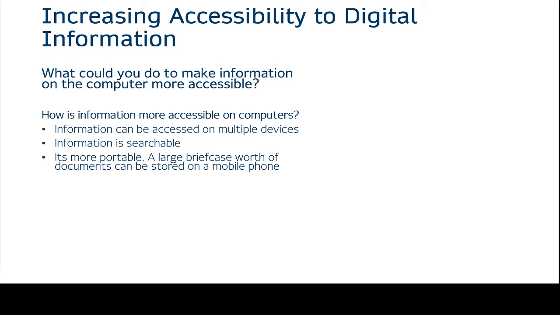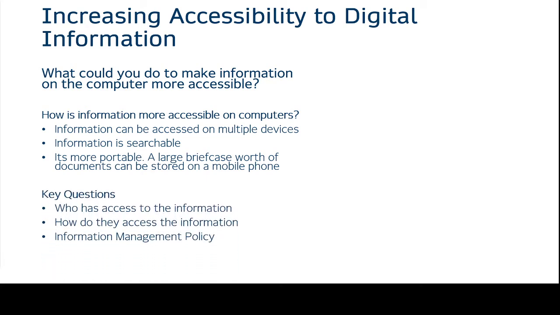Information is also more portable. A large briefcase worth of documents can be stored on a mobile phone. Actually, a large warehouse full of paperwork could be stored on a phone, and if it's not stored on the phone, you can access it on the cloud, so it can be downloaded very quickly. So the internet's worth of information can be found or accessed using a tiny mobile phone that can fit in your pocket. So that makes the information more accessible as well.